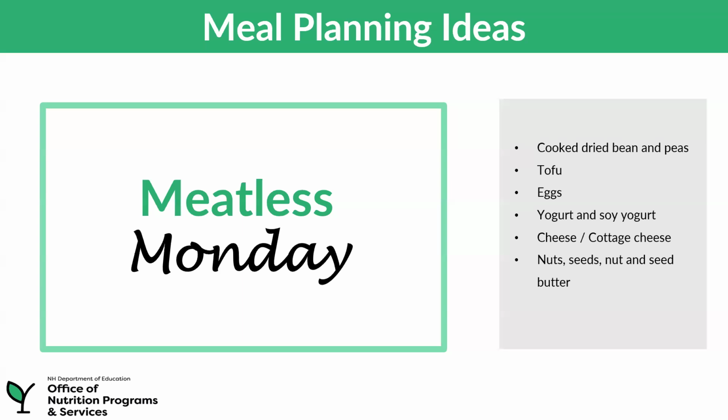I was recently out in the field and I saw a tofu stir fry at a Head Start, which looked incredible. Crediting information for tofu and tempeh and some tofu recipes are available. Eggs, yogurt, and soy yogurt, natural and processed cheese, cottage cheese, nuts, seeds, and nut and seed butters are also meat alternate options. And don't forget, you can serve meat alternates in place of the entire grains component at breakfast up to 3 days per week.